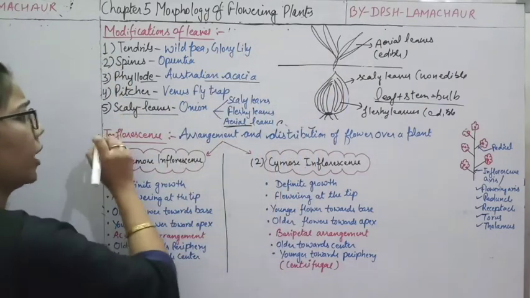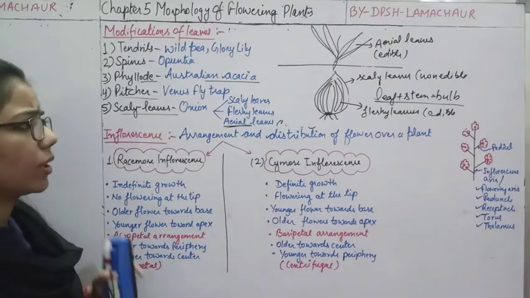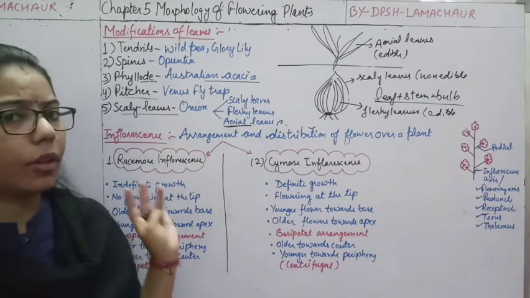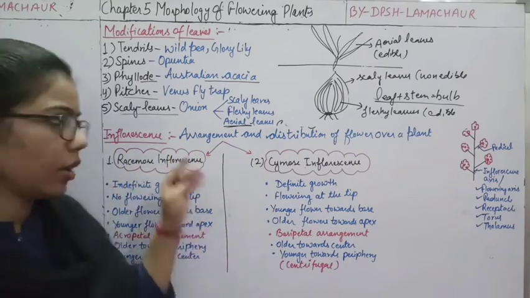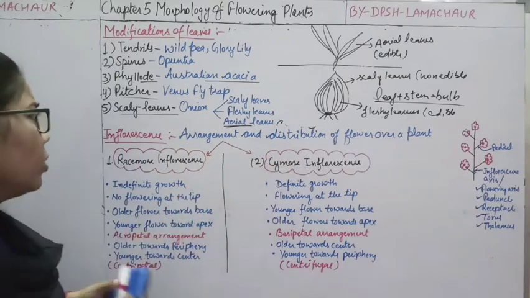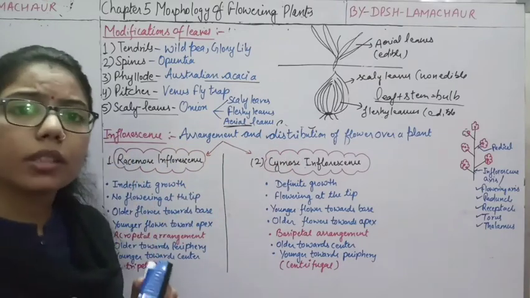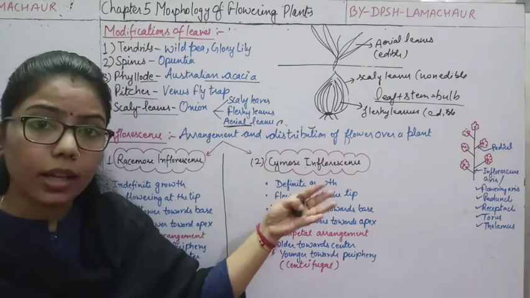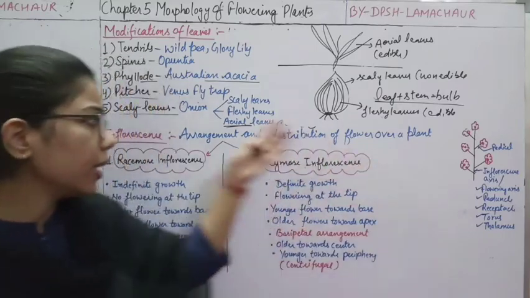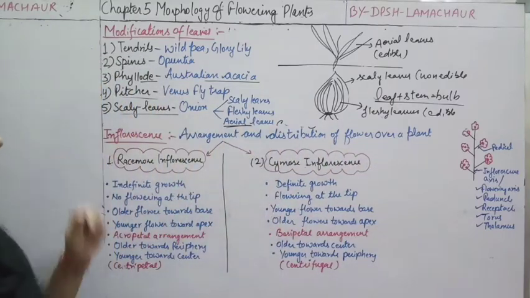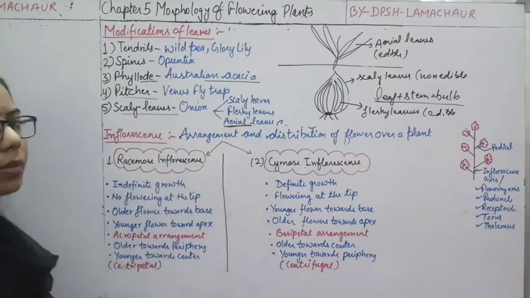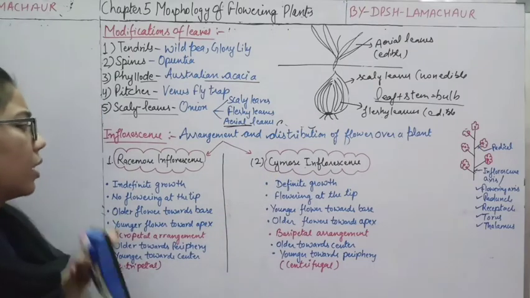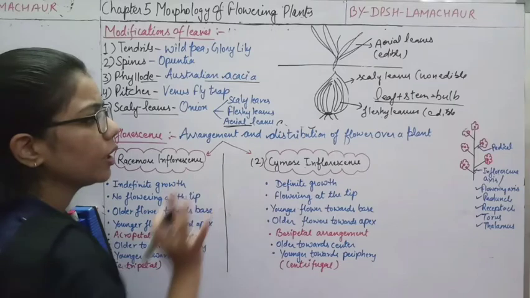Now I am talking about another structure, that is inflorescence. As we have done root, we have completed stem, we have completed leaves, we have done all about it. Now the other thing is inflorescence. Inflorescence is how the flowers are arranged in a particular plant. And this inflorescence can be of two types. It may be racemose inflorescence or it may be cymose inflorescence.